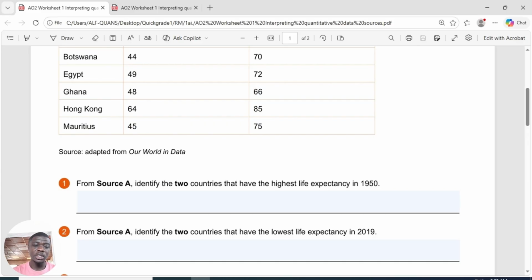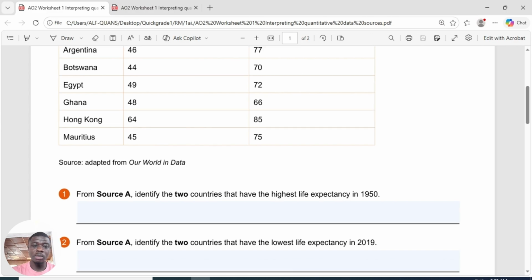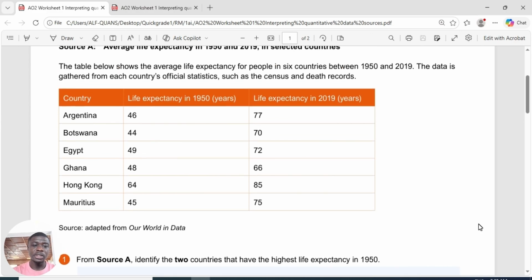Now the first question, from source A, identify the two countries that have the highest life expectancy in 1950. So they are asking you, the student, to identify the two countries from the data or from the source with the highest life expectancy in 1950. So you come to the 1950 column, then you realize that in 1950, if you look at the figures that we have here, we have Hong Kong, which is 64, and then the second highest is what? Is Egypt, 49.